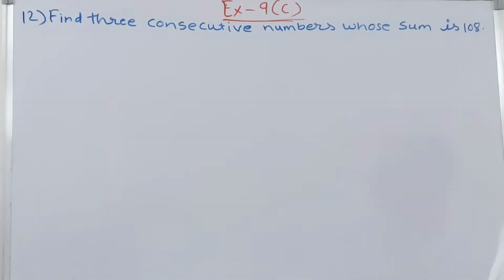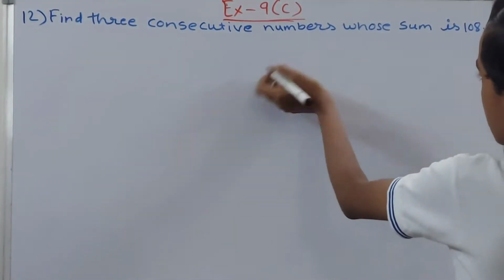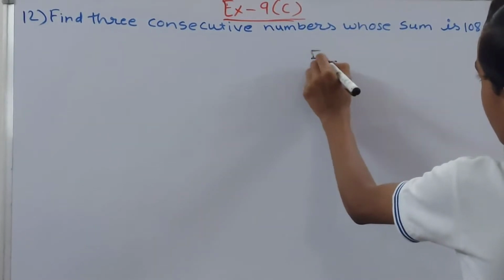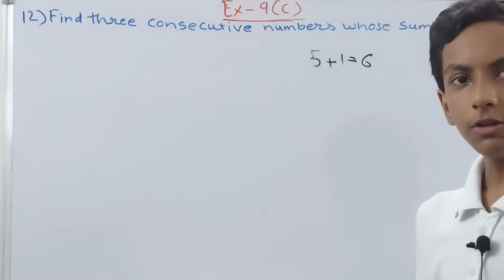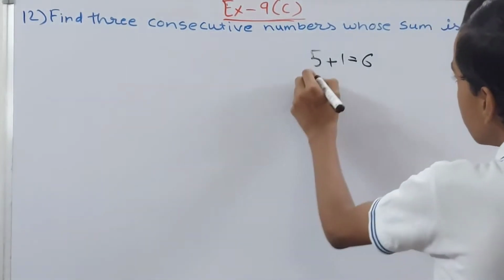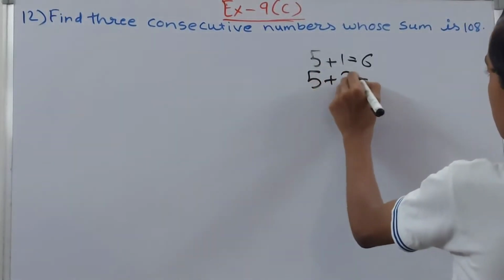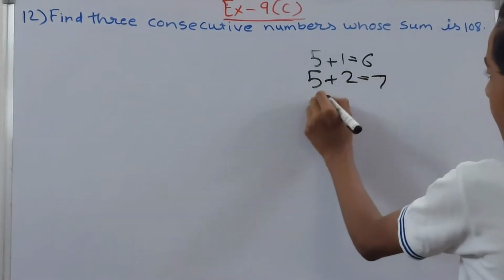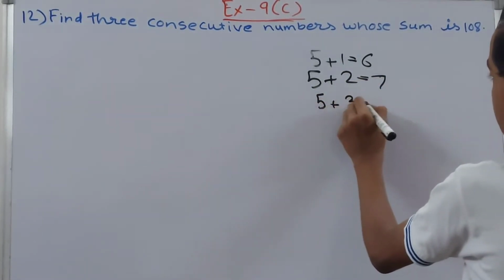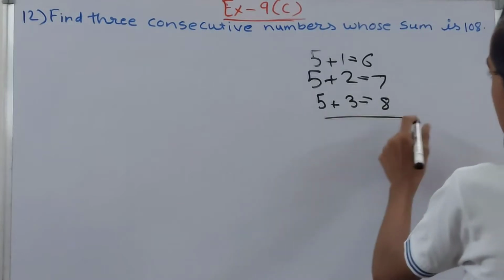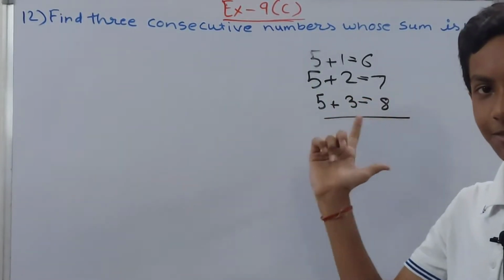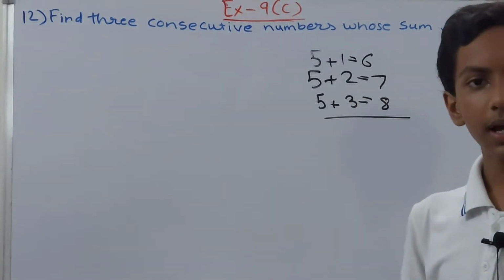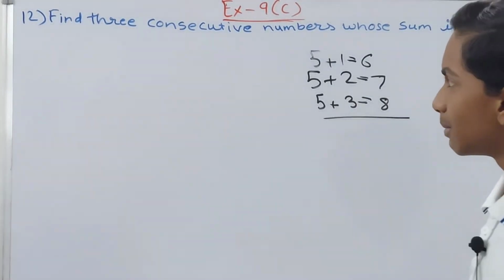If I have to make consecutive numbers from, let's say, 5, I will add 1 to this, so I get 6. This is one consecutive number. But here we have to make 3, so I will add 5 plus 2, this will be 7. And then 5 plus 3, this will be 8. So 3 consecutive numbers after 5 are 6, 7 and 8. Like this we have to use with the variables also.